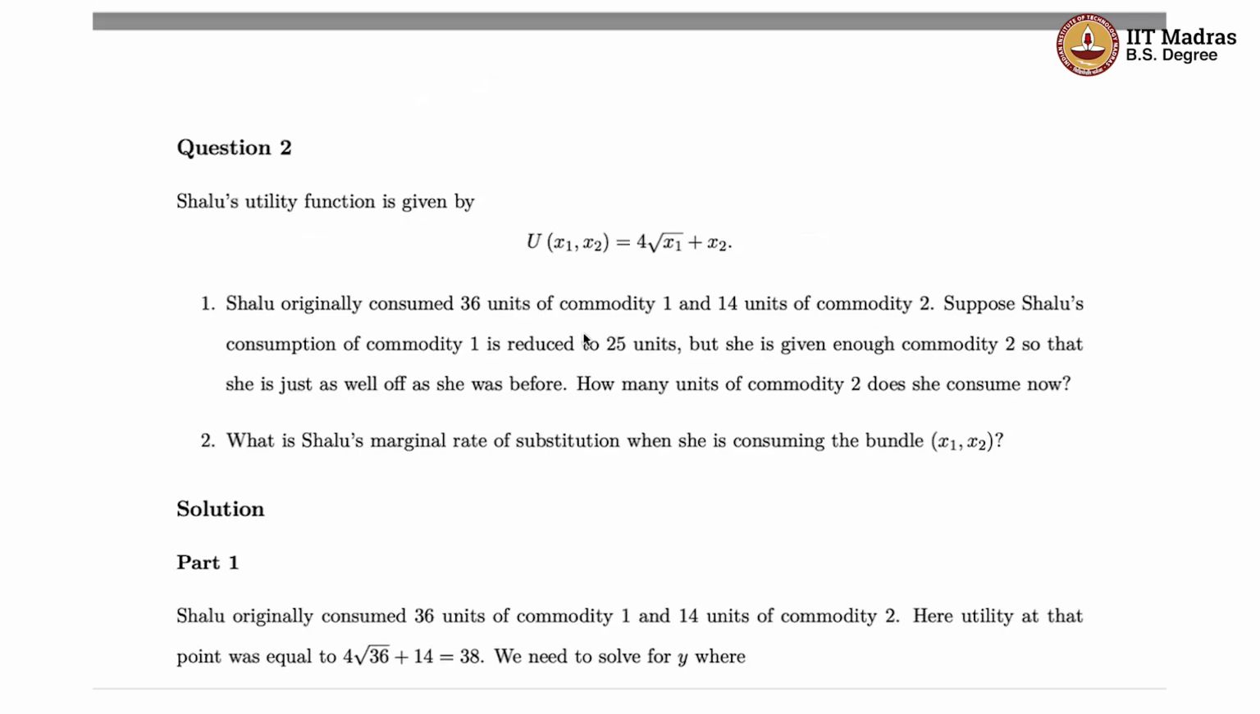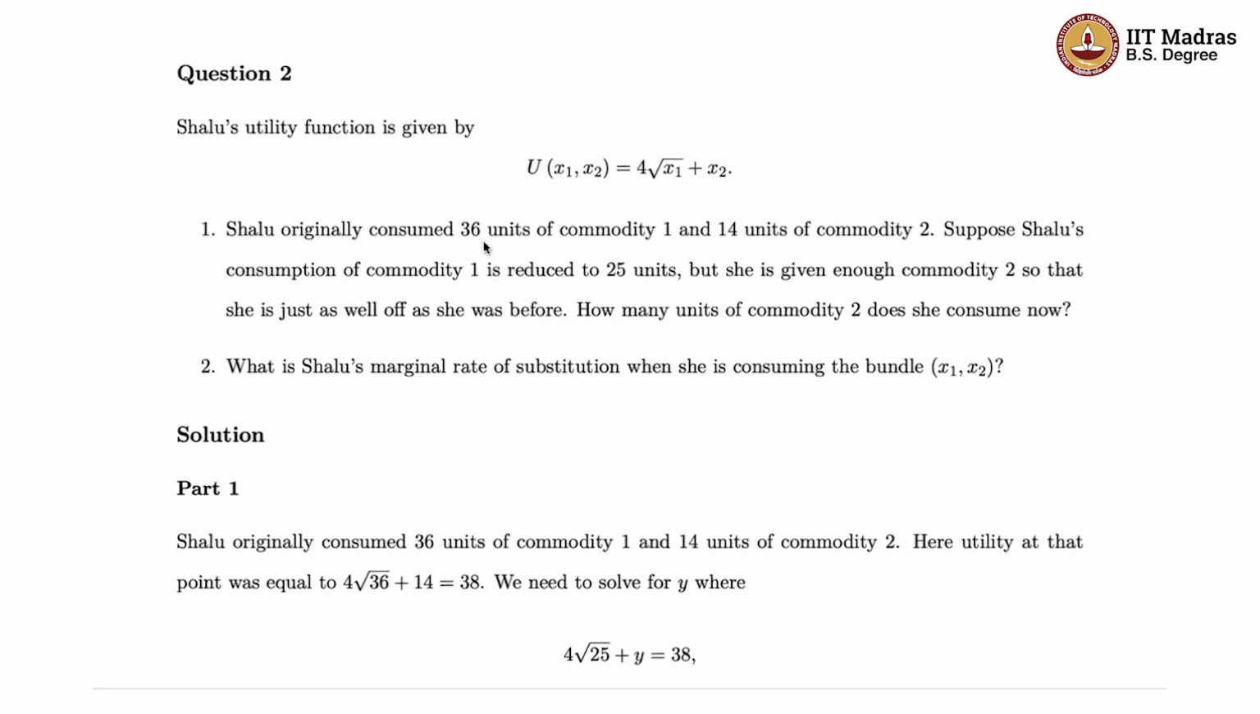So what does that mean? That means that originally she had this bundle 36, 14, right? Now her bundle is 25, some unknown amount. Let's call that y. The link between the two bundles is that it gives her the same amount of utility, because we know that she's just as well off as she was before. So we have to solve for this y. How do we do that? Well, first let's find out what's the amount of utility that she had from before. So if we put in x1 equal to 36, x2 equal to 14 in this equation, we will end up getting 4 square root of 36.